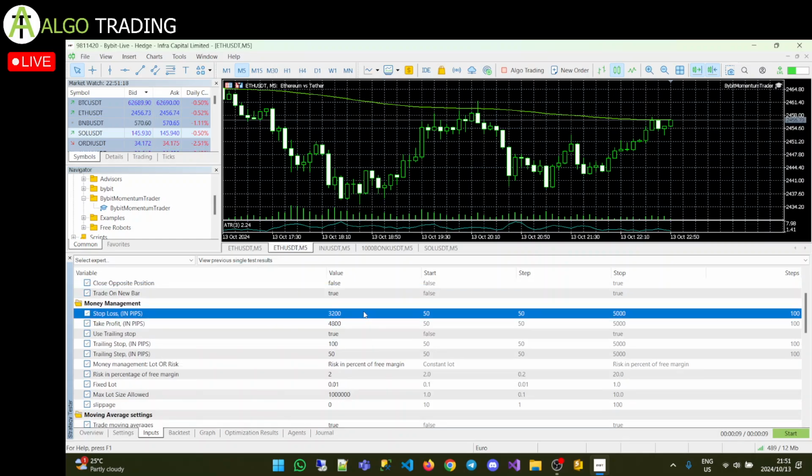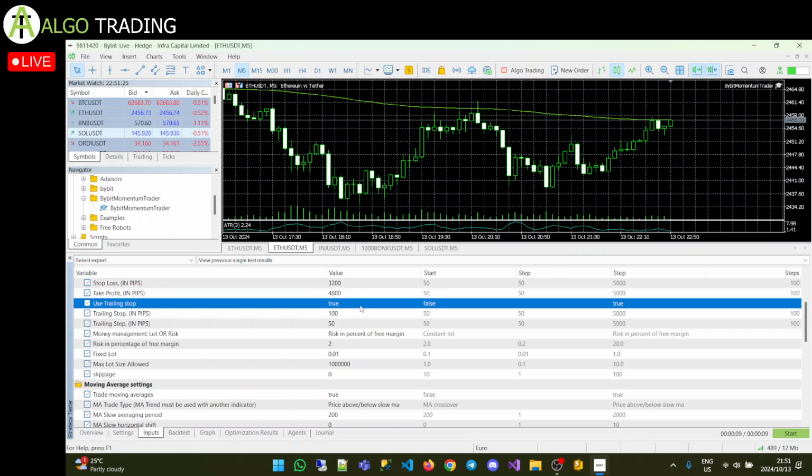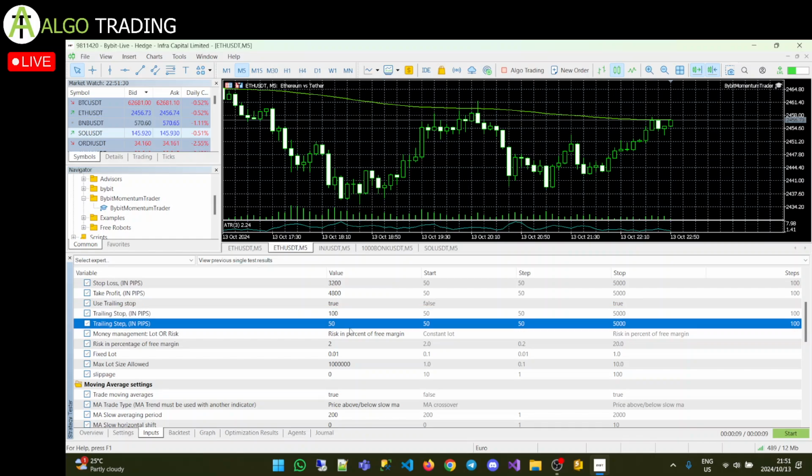Often this is your money management section, so this is straightforward. You've got your stop loss in pips, your take profit. You could decide if you want to use a trailing stop or not. Then you've got your trailing stop and your trailing step in pips.